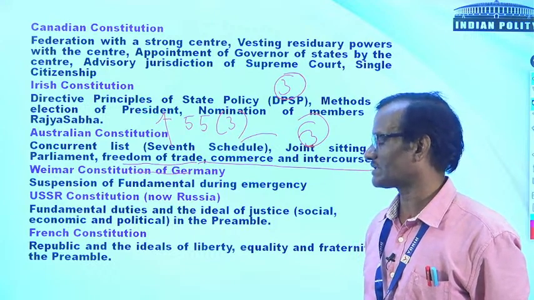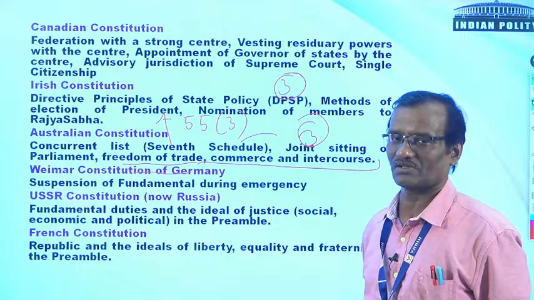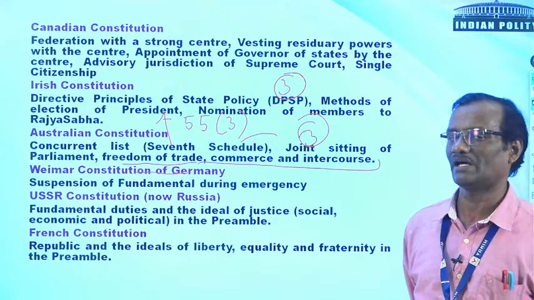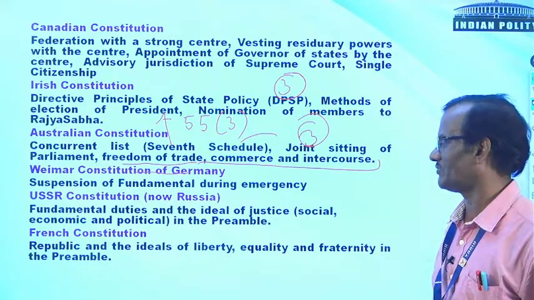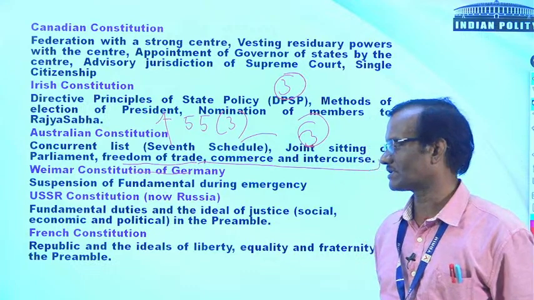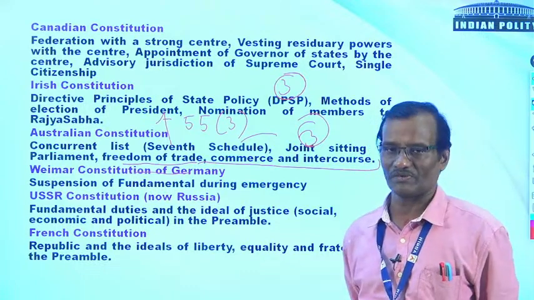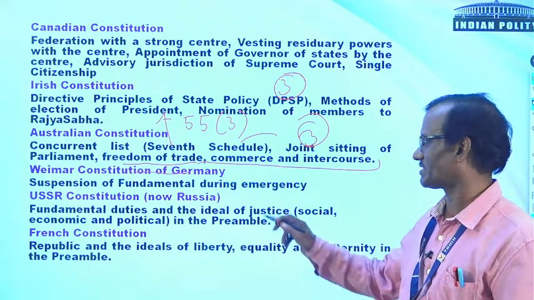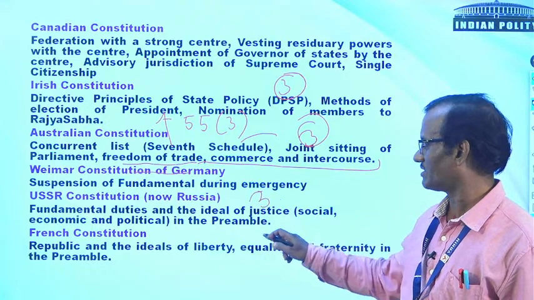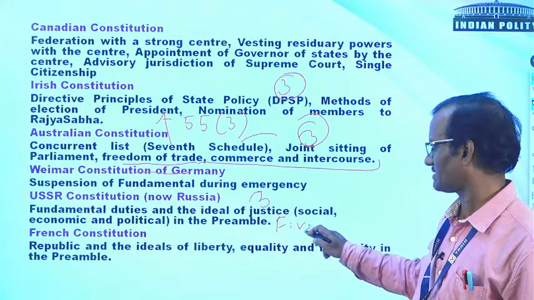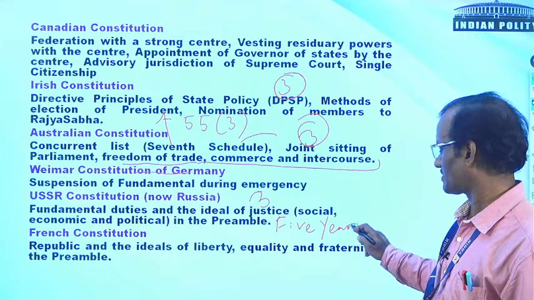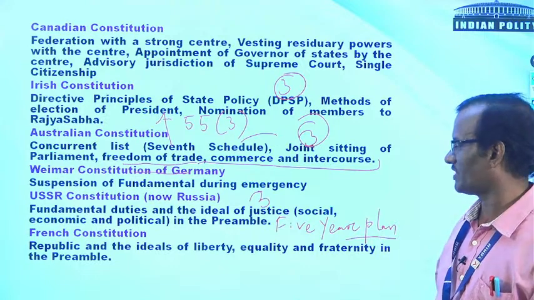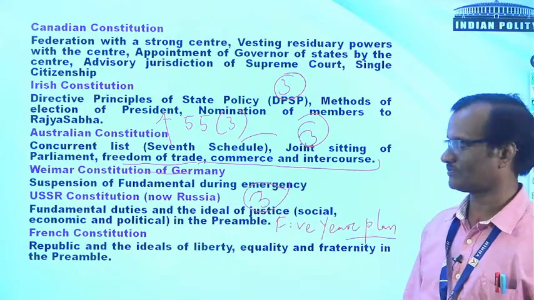Okay, next, the USSR Constitution, or Soviet Russia Constitution, that is now Russia. Fundamental Duties in Part IVA have been taken from the Russian Constitution. The ideal of justice that we have already discussed in the preamble has been borrowed from the Russian Constitution. So we have borrowed 2 features, actually 3, because 5-year plans have also been borrowed from the Russian Constitution.